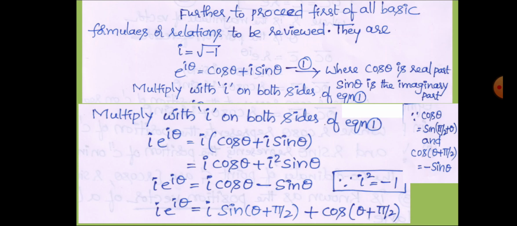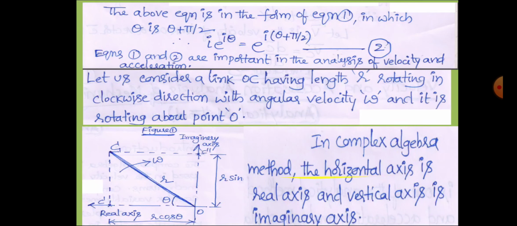What is the equation 1? Equation 1 is e power i theta is equal to cos theta plus i sin theta, which you have to remember. And what is the second equation? Now I got it: i e power i theta is equal to e power i of theta plus pi by 2. So these are the two important equations which you have to remember in order to solve the problems in module 3.